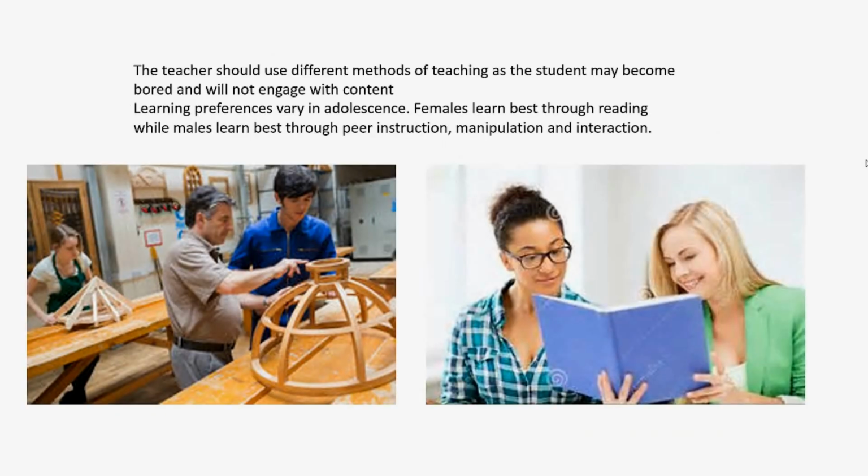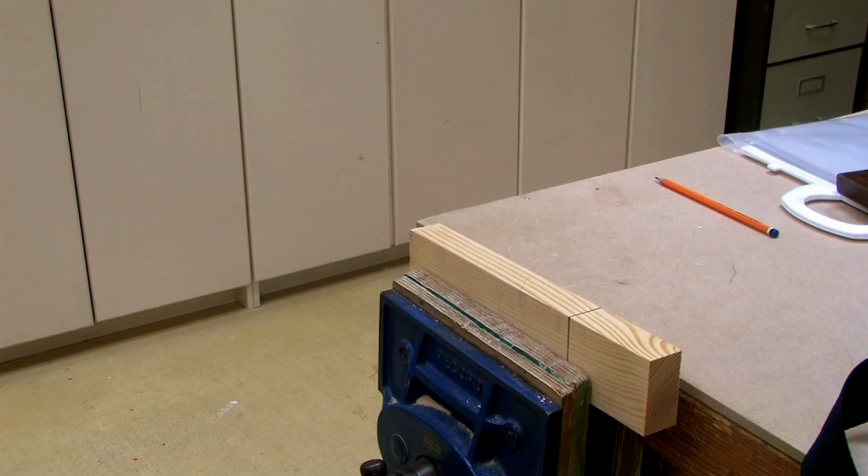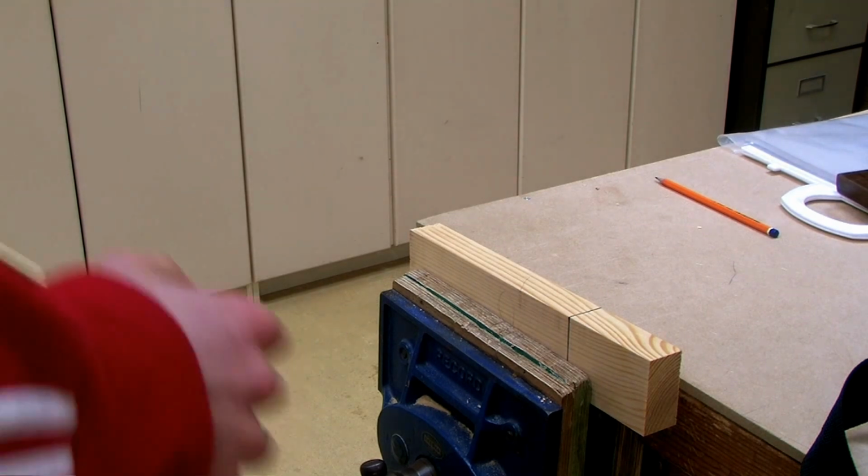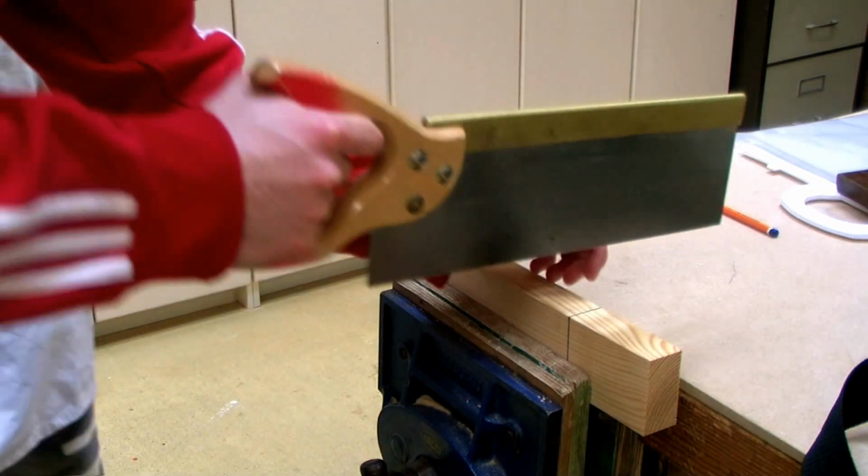To help students learn, teachers should use different teaching methods to keep them engaged, and because not everyone learns in the same way. Girls engage with more theory-based learning, while boys like to interact and engage with content. We are now going to show you how peer instruction affects learning by using sawing and woodwork.